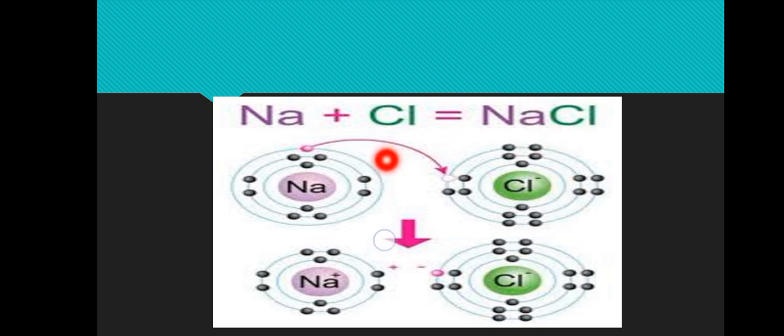So in this way atoms make bonds where they are compatible with each other. So this is how and why bonds are formed and why ions are formed.